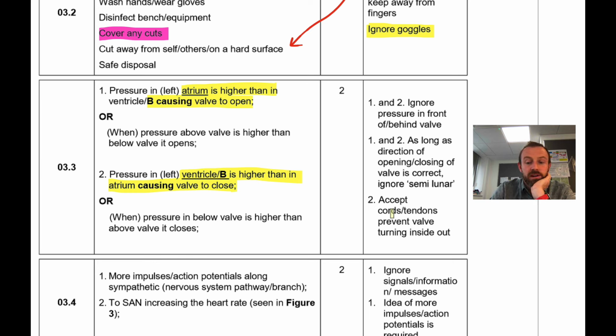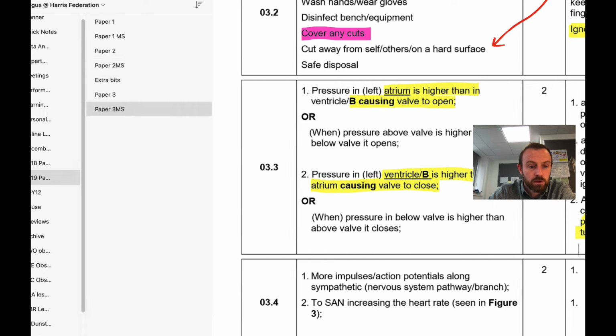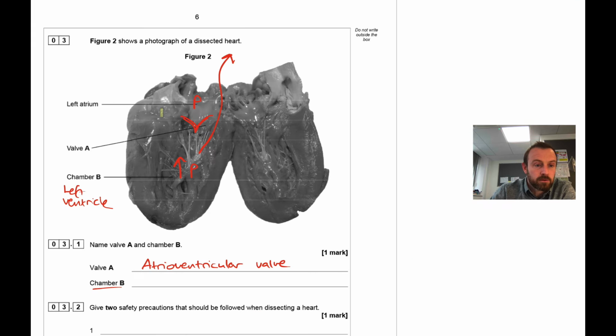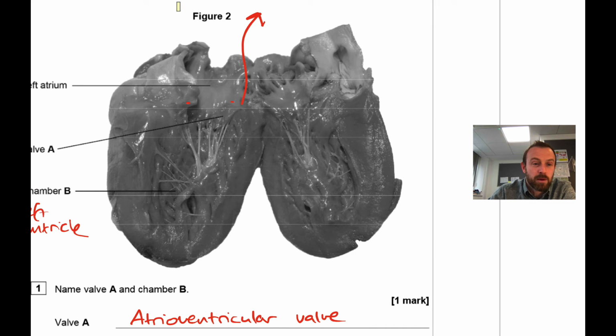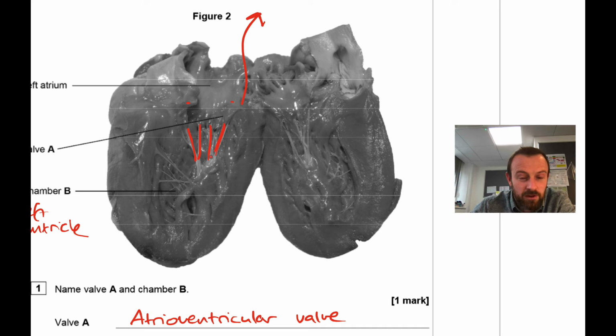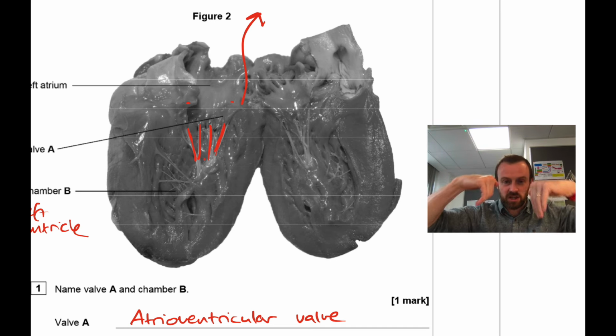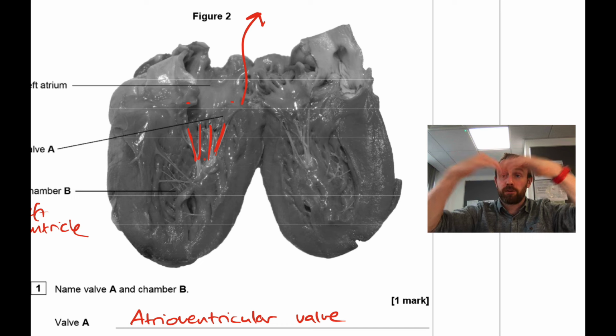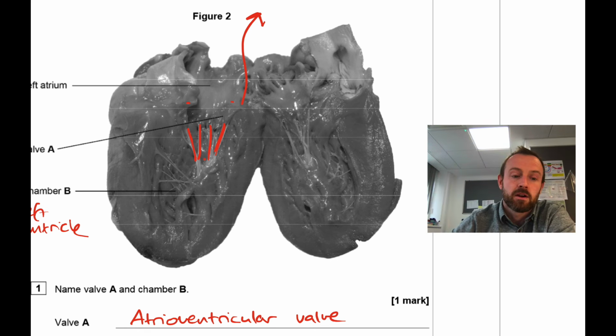You could also talk about the tendons or tendinous cords preventing the valve from turning inside out. Actually, a student asked me a question about this the other day, so let me just show you on this diagram right here. You can see all these little tendons here. If I pinch in a little bit, that basically prevents the valve from inverting. They're just holding the valve in place so that when it slams shut, it can't flip round and invert. So it closes, but the tendons stop it from doing that.